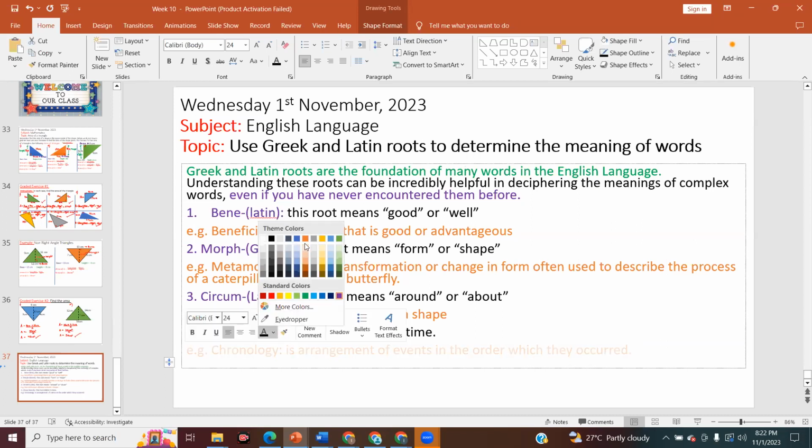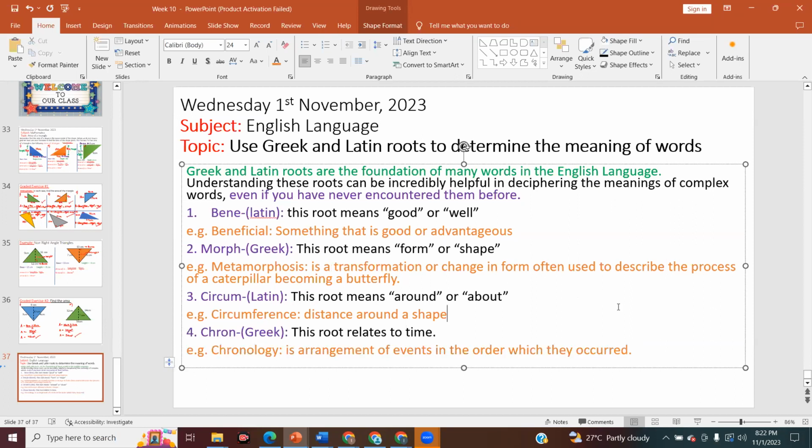And that relates to time. Right? So what does the root Benny mean? Good or well. Good or well, very good. And Benny comes from Greek or Latin? Latin. Latin, very good. Morph. What does the root morph mean? Shape or form. Shape or form, very good.